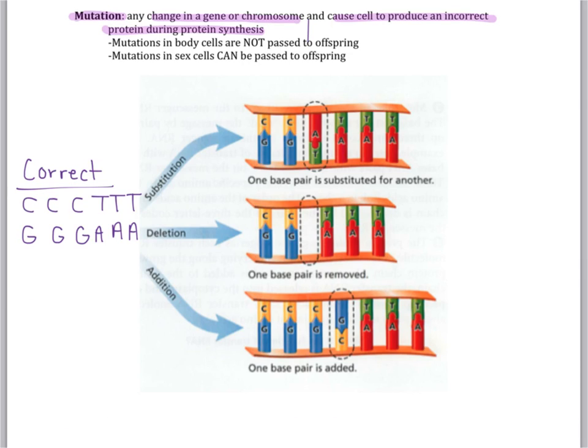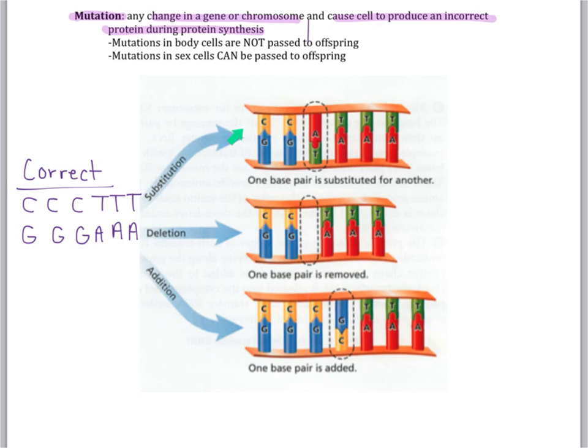It is important to note that mistakes can happen along the way, and those mistakes can be called mutations. So a mutation is any change in a gene or chromosome that causes the cell to produce an incorrect protein during protein synthesis. Mutations can occur at different times. They can occur in body cells, and those are not passed on to offspring. But if a mutation occurs in a sex cell, meaning a sperm or an egg cell, those can be passed on to offspring. And there are 3 different kinds of mutations that can occur.